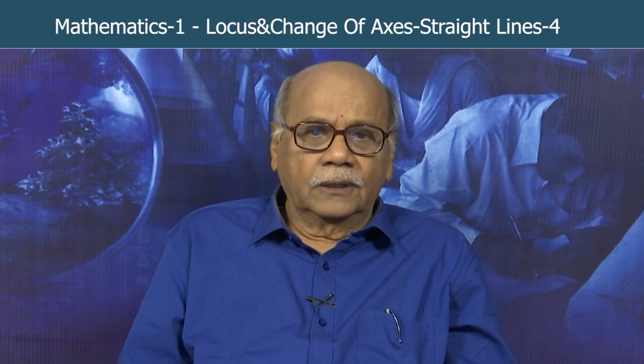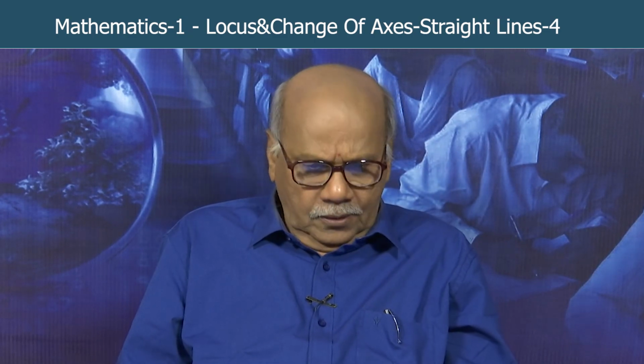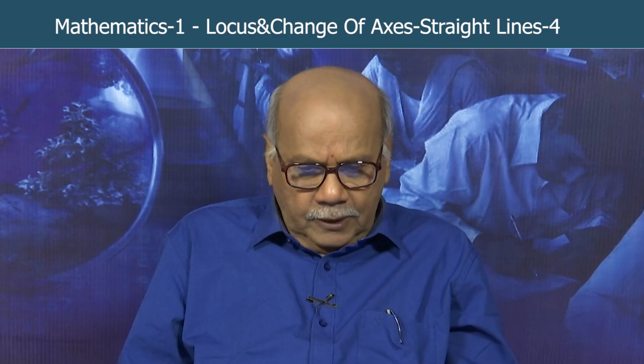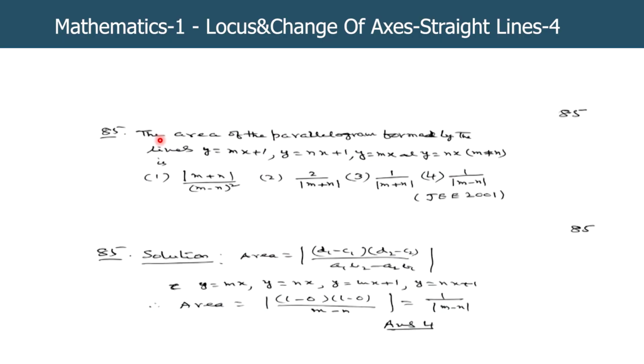So again we are continuing the same topic. Now see, the area of the parallelogram formed by the lines y = mx + 1, y = nx + 1, y = mx and y = nx, m not equal to n, is: first option, mod (m + n) by (m - n) whole square; second, 2 by mod (m + n); third, 1 by mod (m + n); fourth, 1 by mod (m - n). This is asked in JEE 2001.